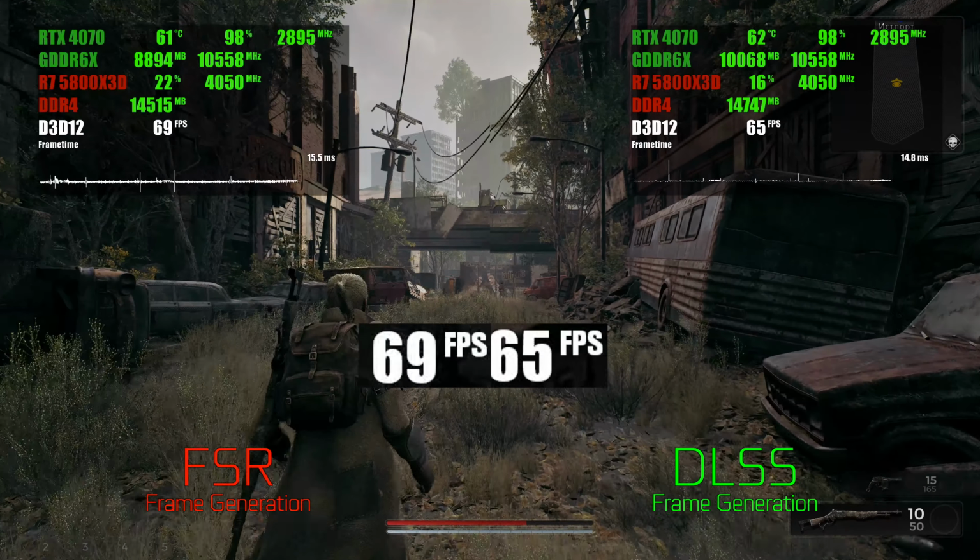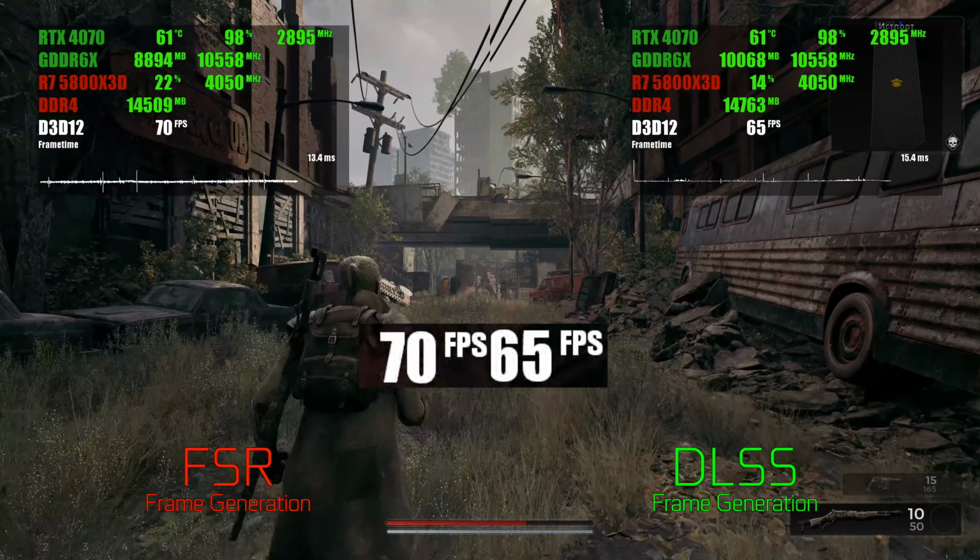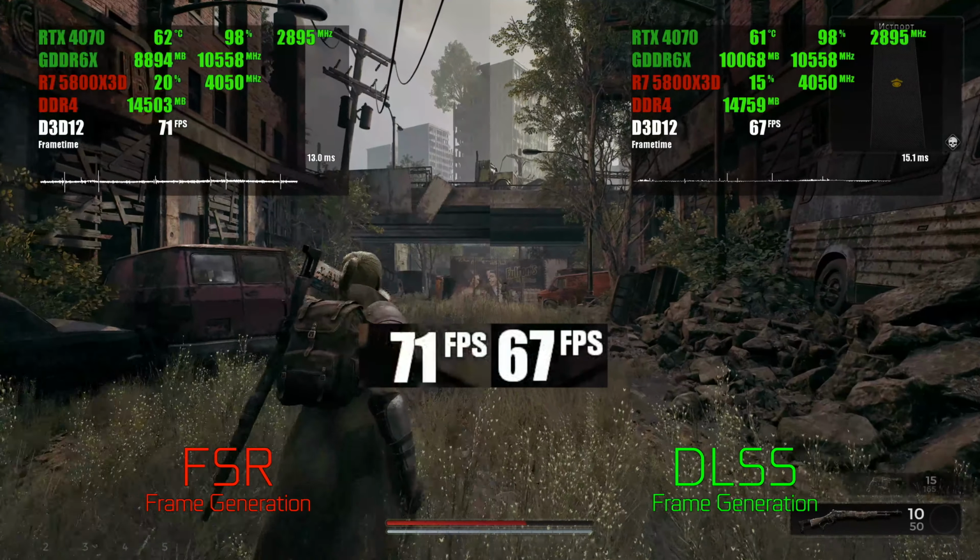Last game in the test and another major win for the FSR frame generation.